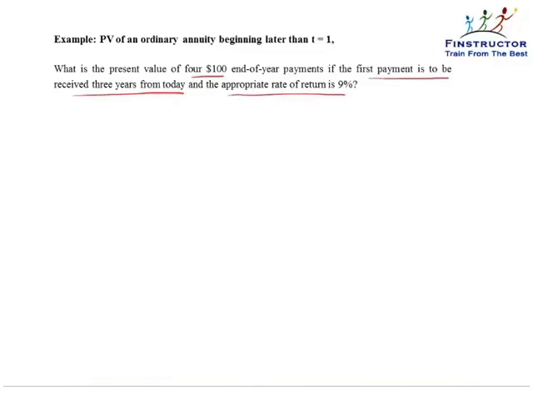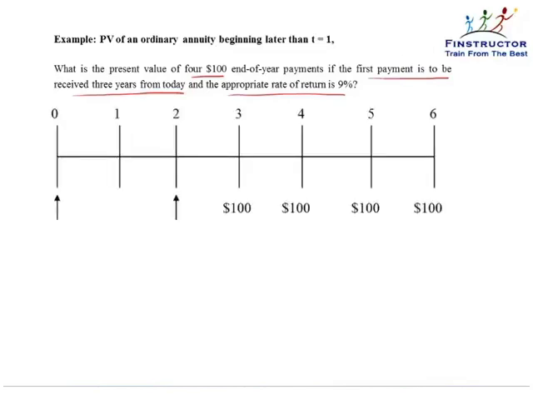So let's try to draw the timeline for this question first and see how our cash flows are coming. So we receive 4 end of year payments. But the only complication is that the first payment is not coming at t equal to 0 or t equal to 1. The first payment comes 3 years from today. So t equal to 1, t equal to 2, t equal to 3. This is where the first payment of $100 comes. And then there are 4 total end of year payments. So from t equal to 3 to t equal to 6, we get 4 end of year payments.